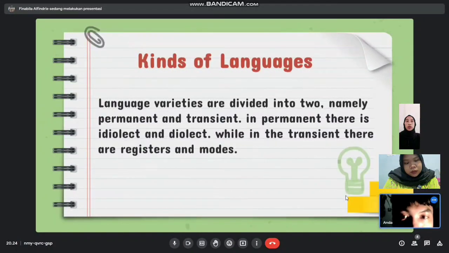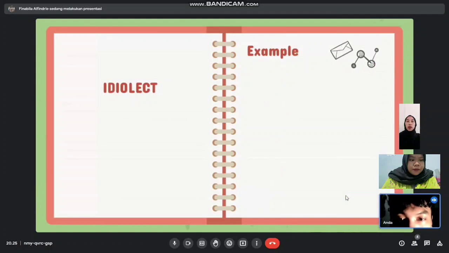Next, kinds of language. Language varieties are divided into two, namely permanent and transient. In permanent, there are idiolect and dialect. And then in the transient, there are register and modes. The next explanation will be given by Kamel.